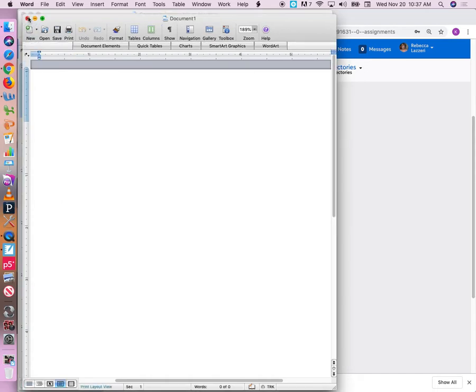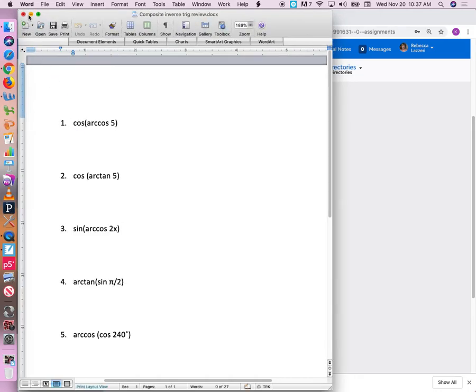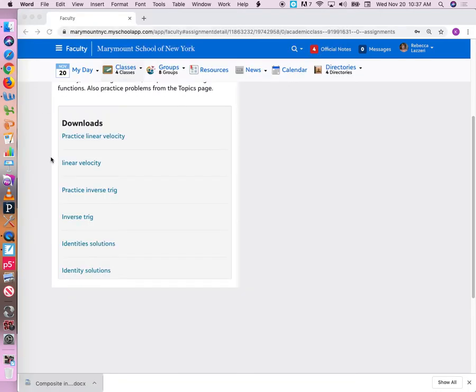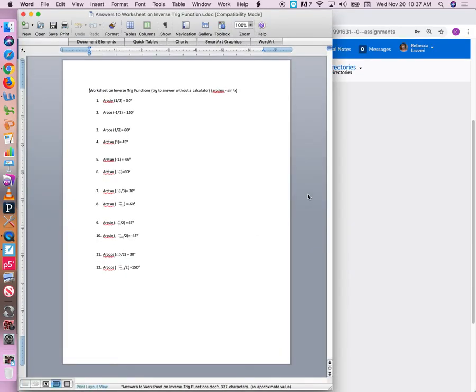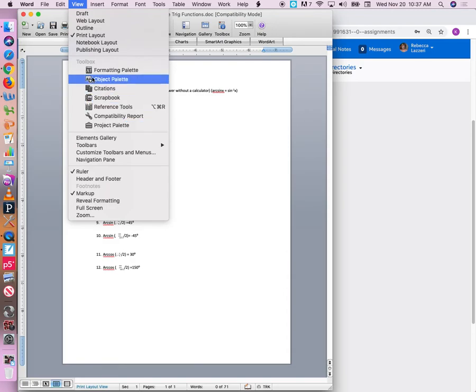So let's keep looking at what is here for you. Inverse trig, I think this was the first worksheet I gave you that you should have the answers to. Okay? Oh, well, the answers are there, so never mind. Let's make that bigger. I guess that's just as well.